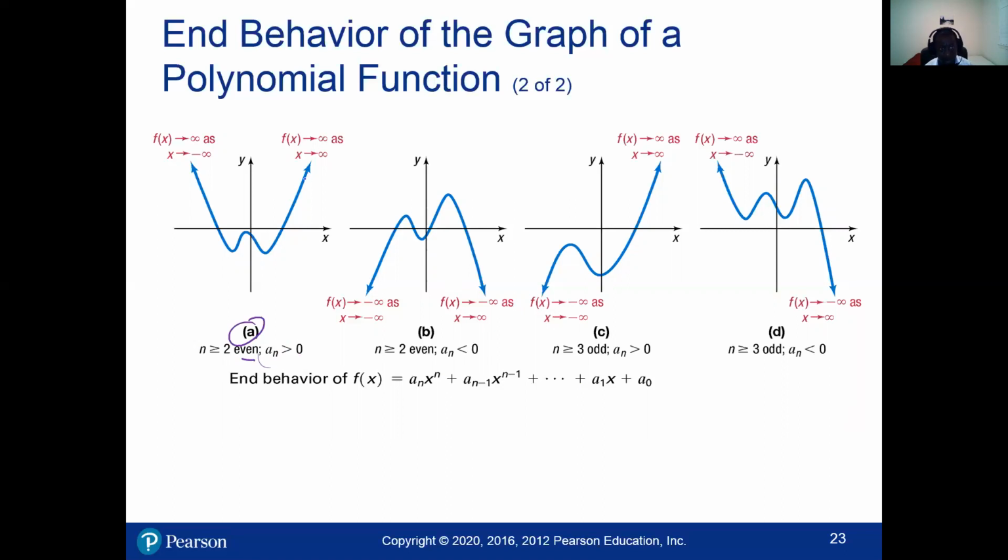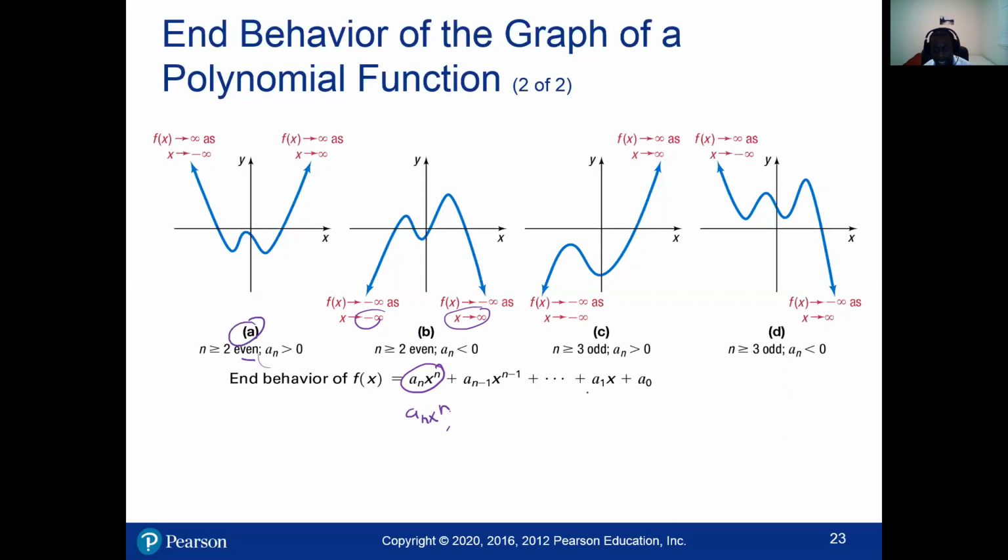It's going to rise to the right and also rise to the left, as x goes toward positive infinity and negative infinity. On the other hand, for this function a_n x^n, if a_n is negative, then the opposite of graph A happens. In other words, as x goes to positive or negative infinity, the function falls to the left, and as x goes to positive infinity, it falls to the right.